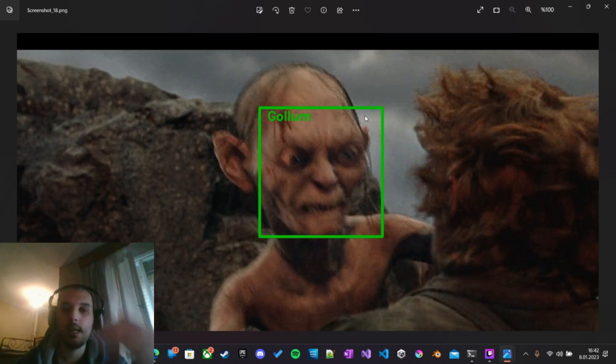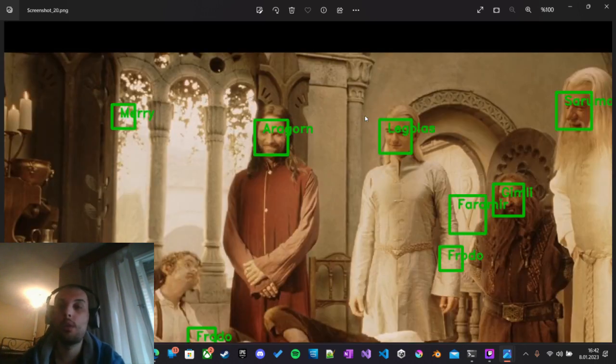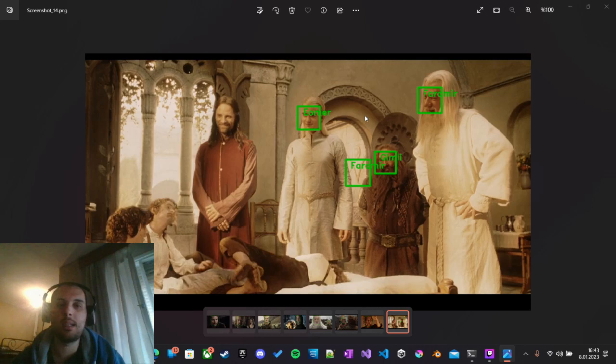Frodo is misclassified. It thinks that there is another face within Frodo's face, which is Merry, also falsely classified. Thresholding will also solve this problem. There are 9 faces here. 4 of them are just random objects. 4 of them are correct faces. Aragorn, Legolas, and Gimli are correctly classified. Gandalf is misclassified as Saruman. Saruman is another wizard in Lord of the Rings, who has white hair and a white beard, so it is understandable.